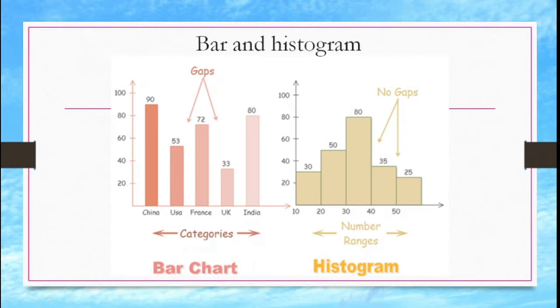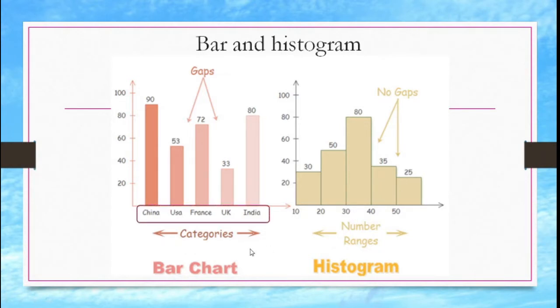Right. So before learning the histogram, let us see what are the differences between a bar chart and a histogram. First difference: there is a gap between each and every plot in a bar chart. Each and every bar has a gap between the bars, but in a histogram there will be no gap between the bars. Is it clear? This is the first difference between bar and histogram. Each and every bar has a gap, but here there is no gap. This is difference number 1.